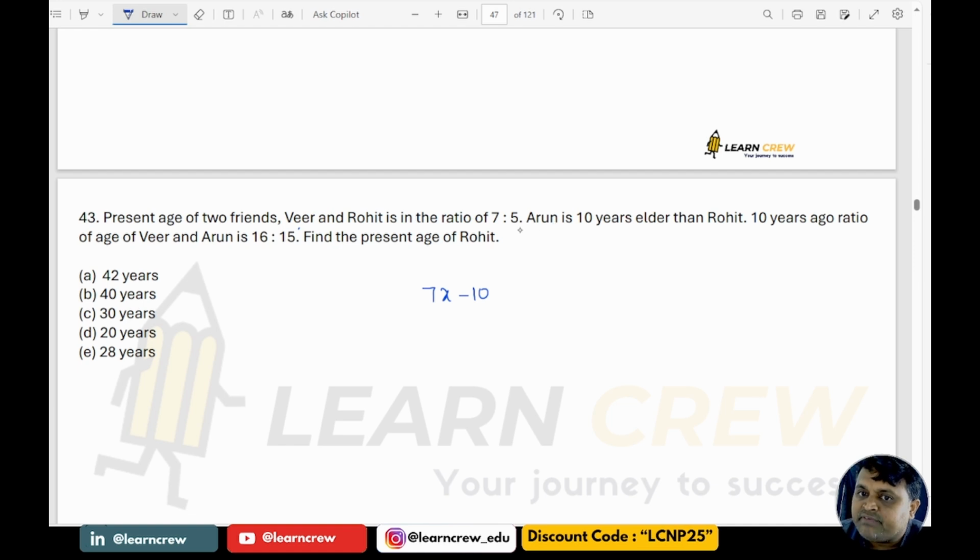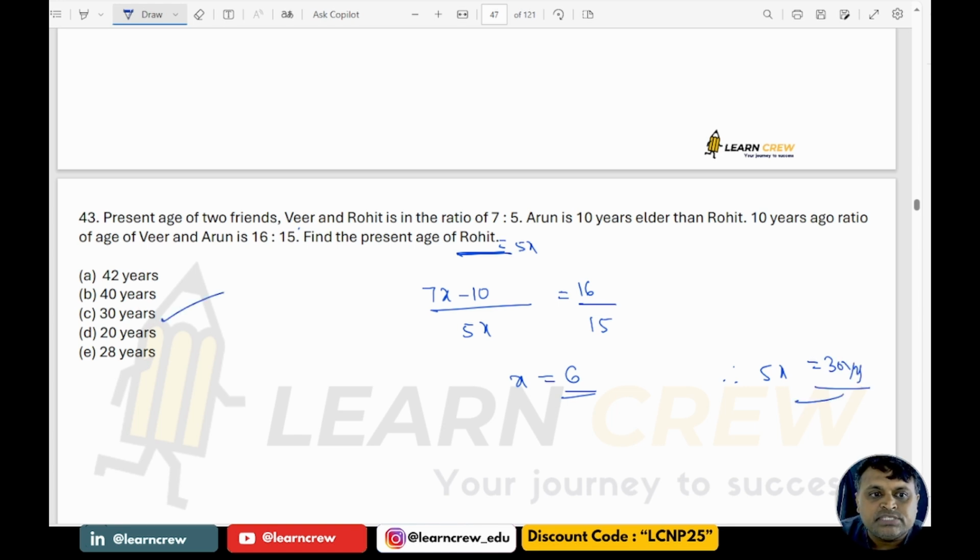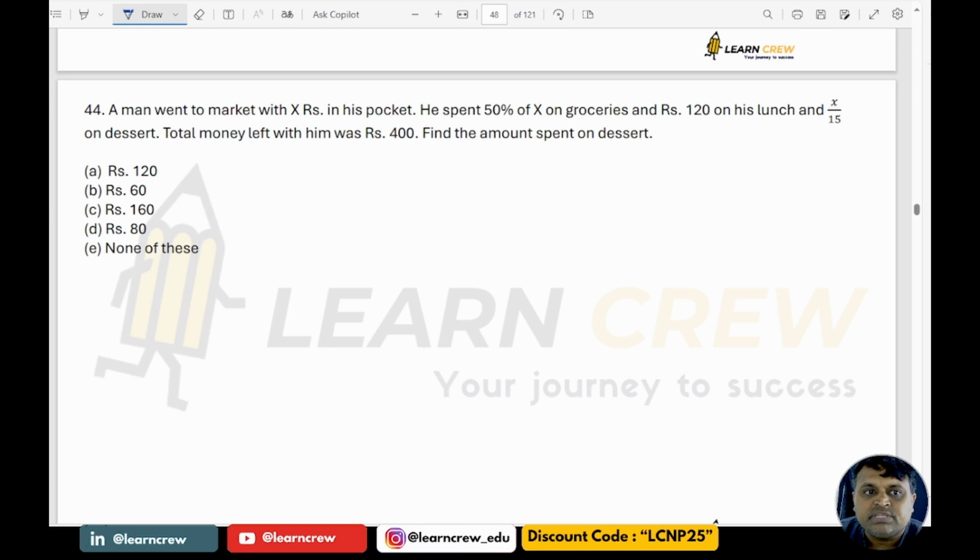Arun is 5x plus 10, and 10 years ago, Arun would be 5x. This ratio is given as 16 by 15. If you simplify this, how much are you going to get? You are going to get x as 6. Find the present age of Rohit. Present age of Rohit is actually 5x. Therefore, 5x is 30 years. Answer is 30 years. So option is C.